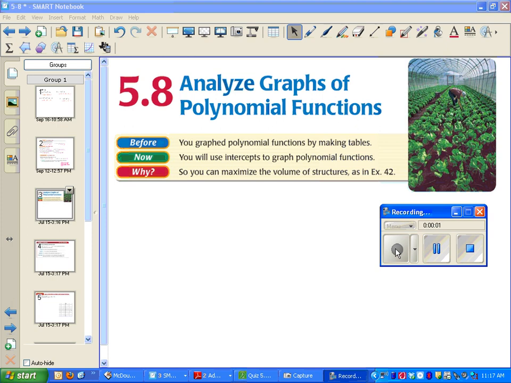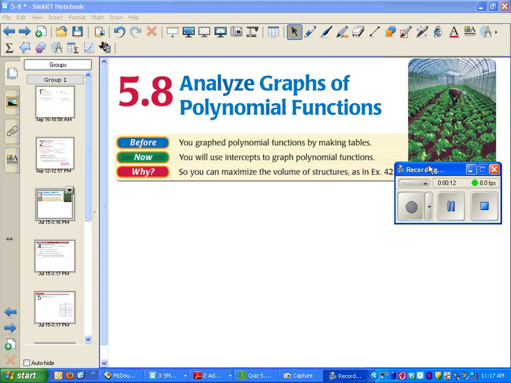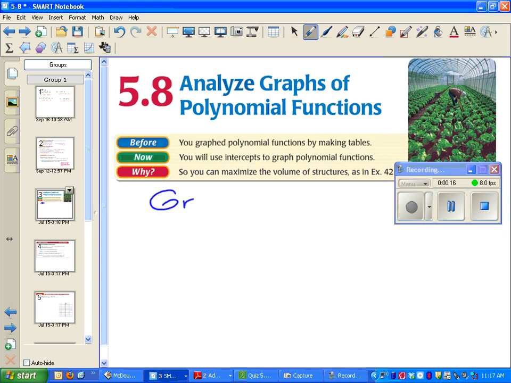Hi, welcome to our last section of Chapter 5. We are going to veer off the book a little bit, but basically we're going to be graphing in this section. So if you are a step person, this is for you. To graph polynomials, you actually already know how to do this. We're just putting it all together.